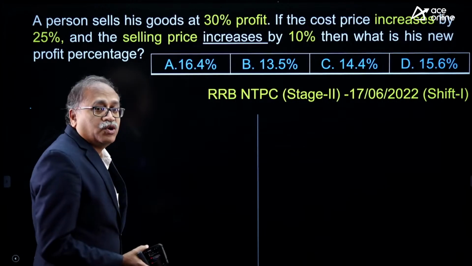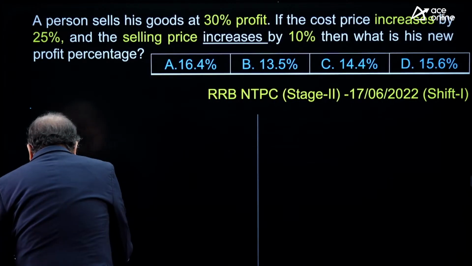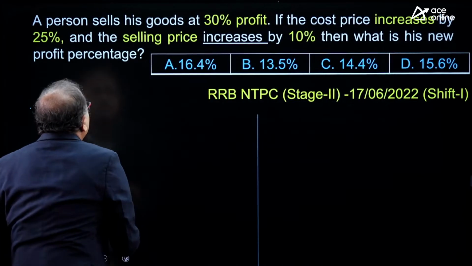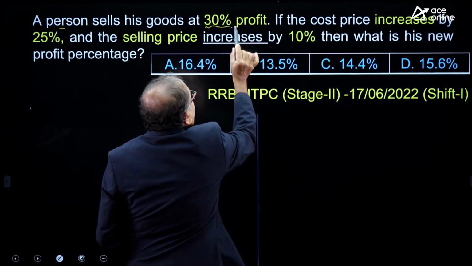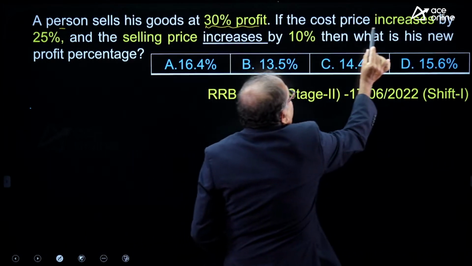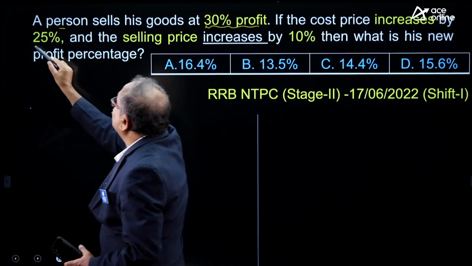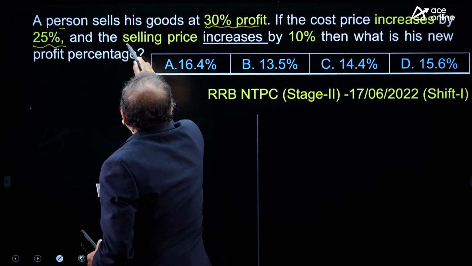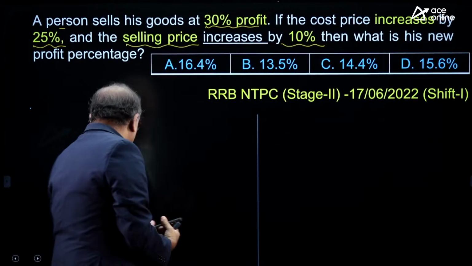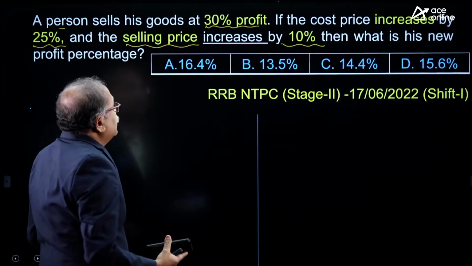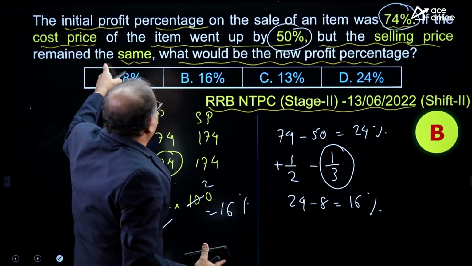Second question on the board. I will read the question first. My dear friends, you are very close to the examination. A person sells the goods at 30% profit. The cost price is increased by 25% and the selling price is increased by 10%. Look at the previous question. The selling price was the same.